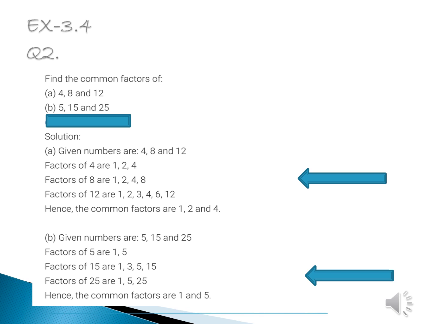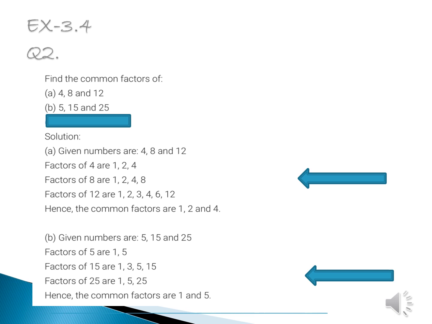Question number 2, find the common factors of A part, 4, 8 and 12. So we are going to write down the factors of all the three numbers, 4, 8 and 12. Like factors of 4 are 1, 2 and 4. Factors of 8 are 1, 2, 4 and 8. Factors of 12 are 1, 2, 3, 4, 6 and 12. So the common numbers which I see in all the three lists are 1, 2 and 4. So the common factors are 1, 2 and 4.